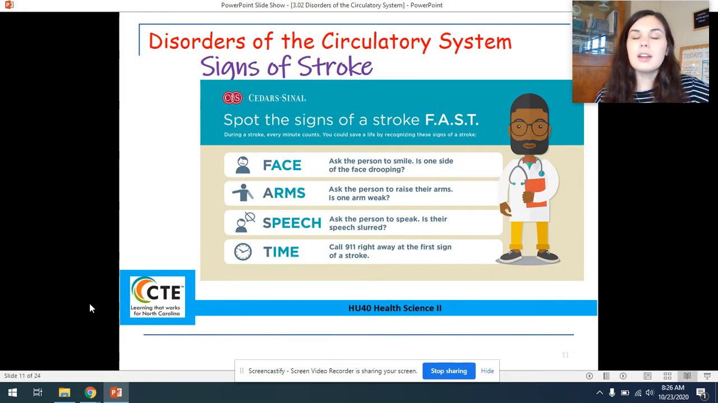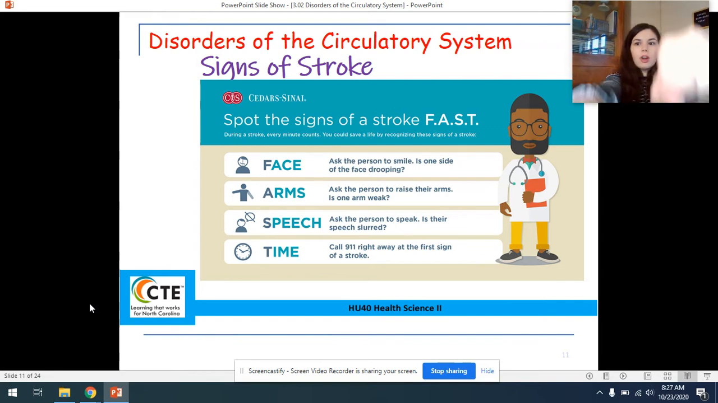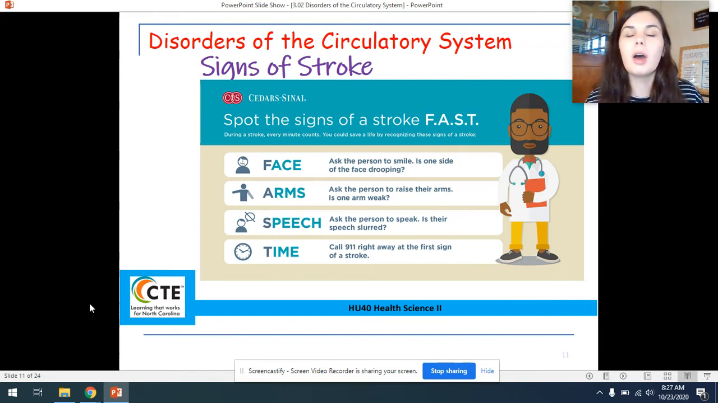Here are the signs of a stroke. You'll hear the acronym FAST every time you hear someone talk about stroke. The F stands for face, which means you ask the person to smile, and you look to see if one side of their face is drooping. A for arms means you ask the person to raise their arms, and if one arm is not able to be raised as high, or if they're not able to raise their arms at all, that could be a sign. S is for speech.